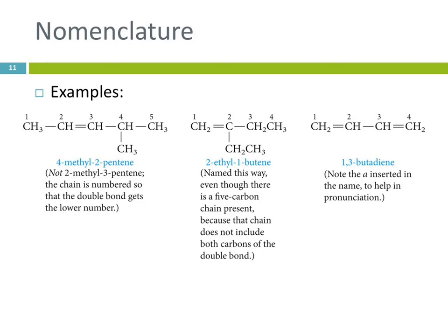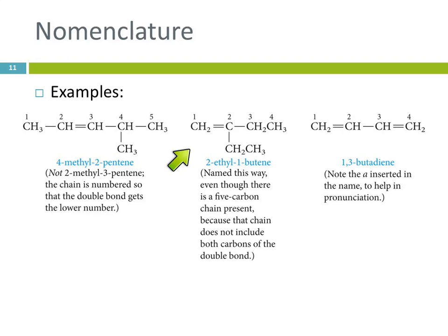So it's helpful to look at some examples and what the names are. Look at this guy. We've got 5 carbons. That's going to be pentene. We're going to number it from this end because we care most about the double bond. We're not going to number it from the other end and give it 2-methyl, 3-pentene, because the double bond is more important. So it's 4-methyl-2-pentene. If you have questions, please ask.